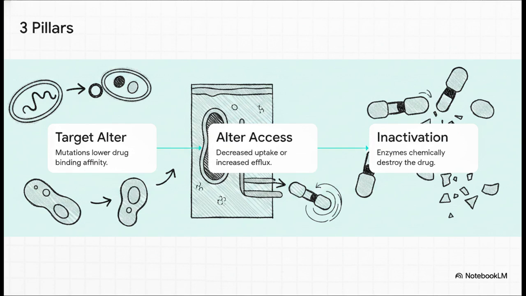Step 2 is altered drug access. I mean, if the drug can't reach the target, it can't kill the bug. Bacteria pull this off by either decreasing uptake, like literally shutting down porin channels in their outer membrane, or by ramping up efflux pumps to actively spit the drug right back out.